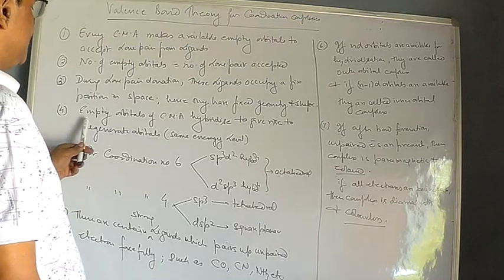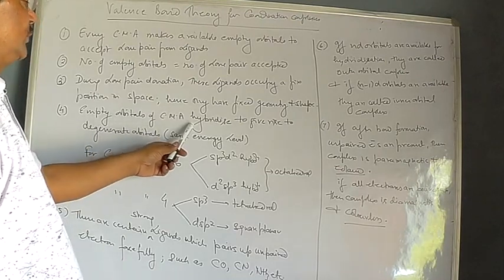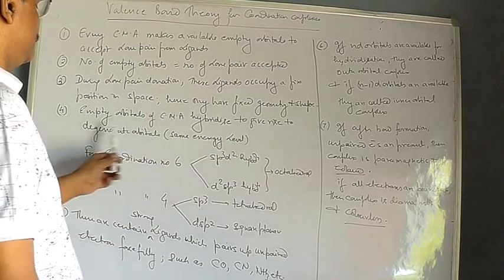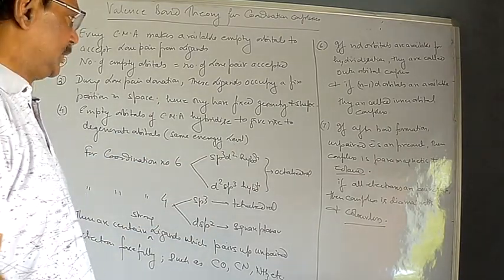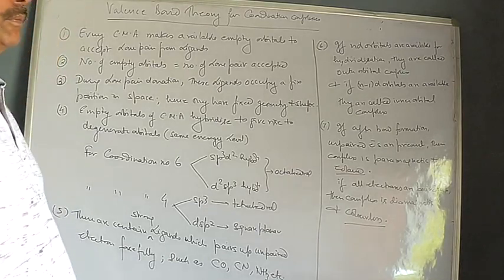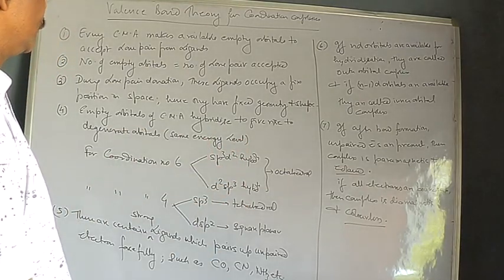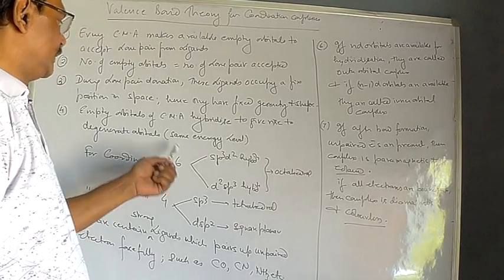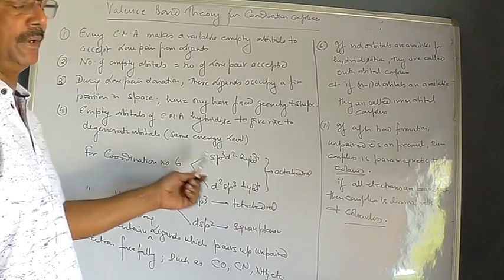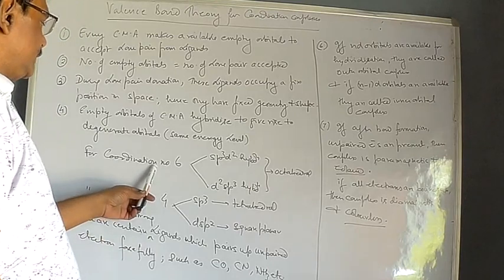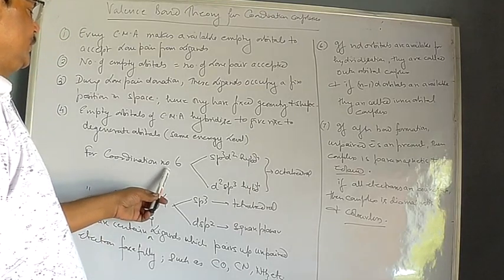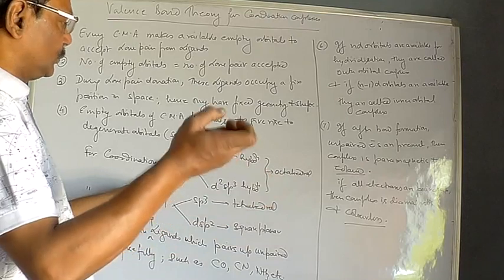Point number 4, empty orbitals of CMA hybridize to give rise to degenerate orbitals. Class, this word hybridize we have been studying from class 11. What happens? Mixing up of orbitals takes place to give rise to degenerate orbitals. Degenerate orbitals means same energy level.